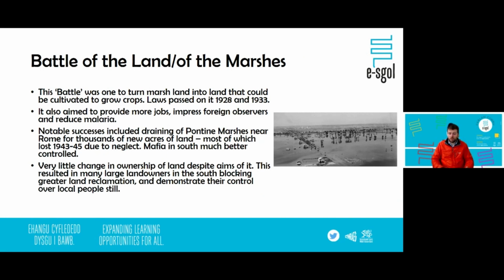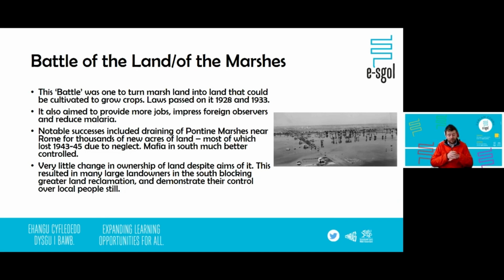Battle for land, or the Marshes. This battle was won, again phrased as a battle, note that use of the term in order to try and get people's energies up. The idea was to turn land, or marshland, into land that could be cultivated to grow crops. And laws on this were passed in 1928 and 1933. It also aimed, as a result, to provide more jobs, right? Impress foreign observers and, as a bit of an added bonus, reduce malaria. Mosquitoes hang around damp areas, so you get rid of the marshland, which will be less mosquitoes.